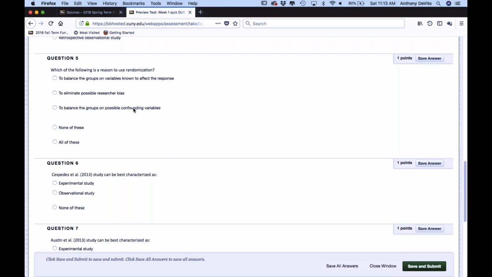To balance the groups on possible confounding variables. Again, if we're comparing one exposure, we want to make sure there are as many smokers in one group as there are smokers in the other group.